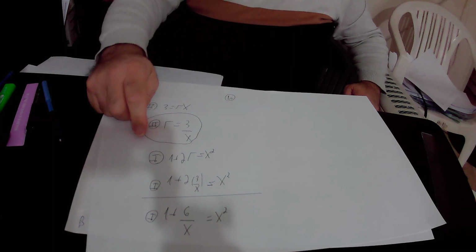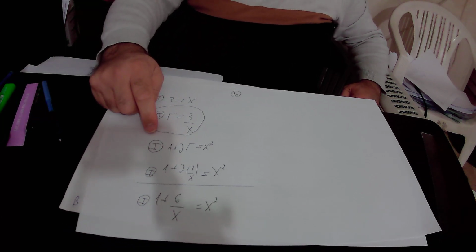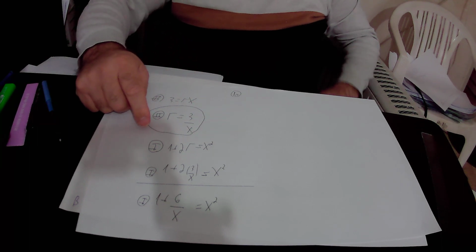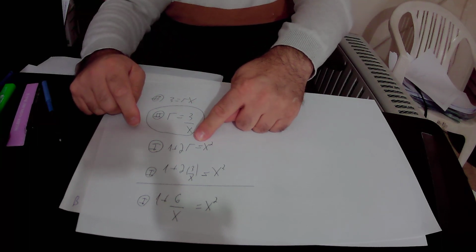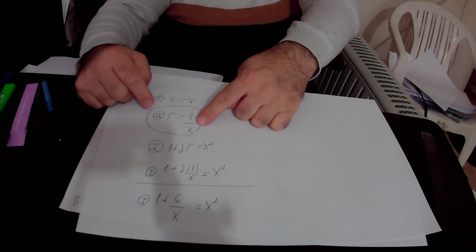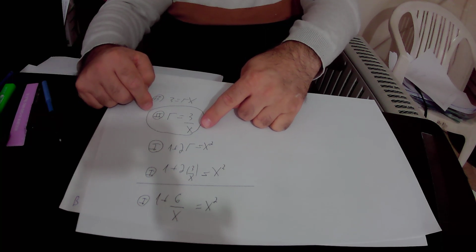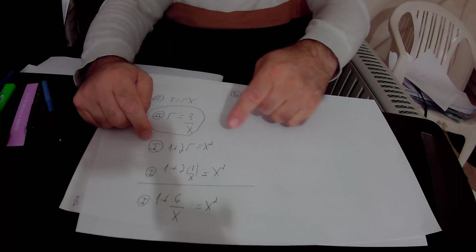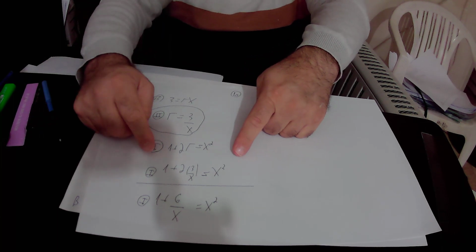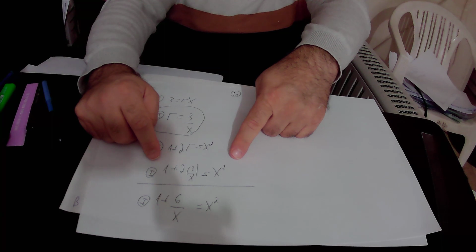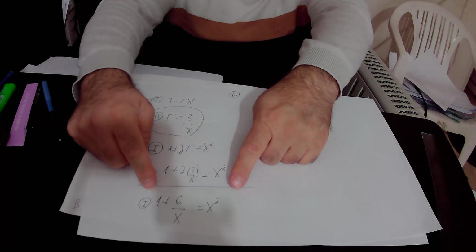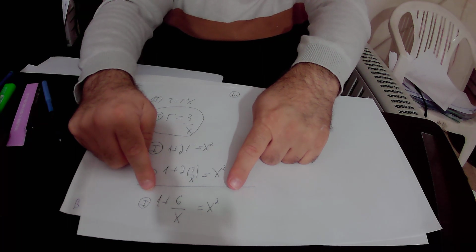Okay, but we have already found out that according to equation number 1, 1 plus 2r equals x squared. So we can substitute r in this equation by 3 over x, because r equals 3 over x according to equation number 2. So we found out that 1 plus 2 times 3 over x equals x squared. 2 times 3 is 6, so we got that 1 plus 6 over x equals x squared.